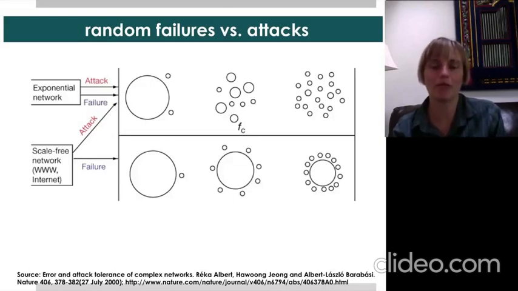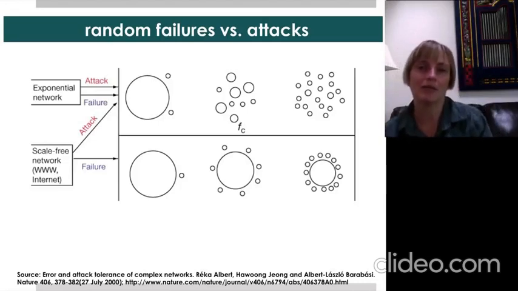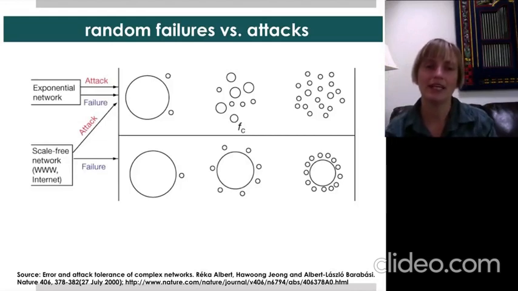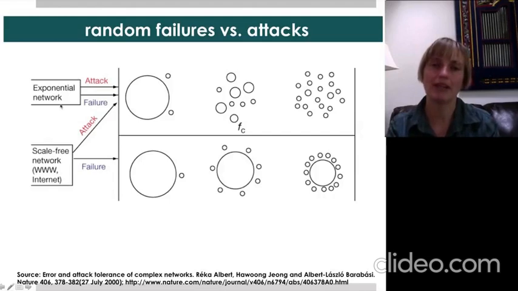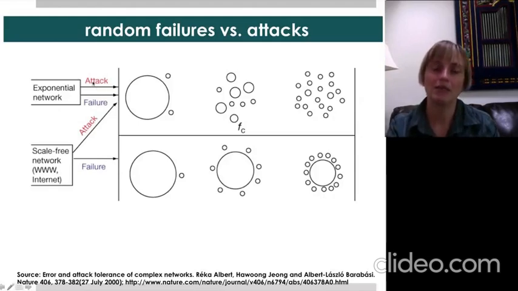And here is a diagram from a paper by Reka Albert, Hawoong Jeong, and Albert-László Barabási, where they studied exponential networks. So this could be the Erdős-Rényi random graph, or it could be a network that is grown randomly but without preferential attachment. And it doesn't matter if you attack with purpose or if it's just random failure, but what you see is that you start out with a giant component, and then at some point it's broken up significantly, and eventually you have mostly very small components, right, once you're below the percolation threshold.